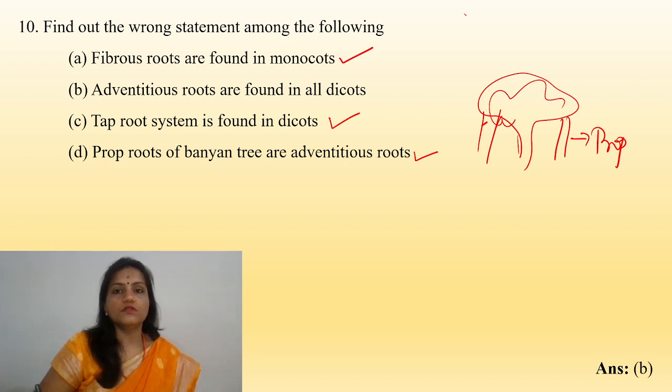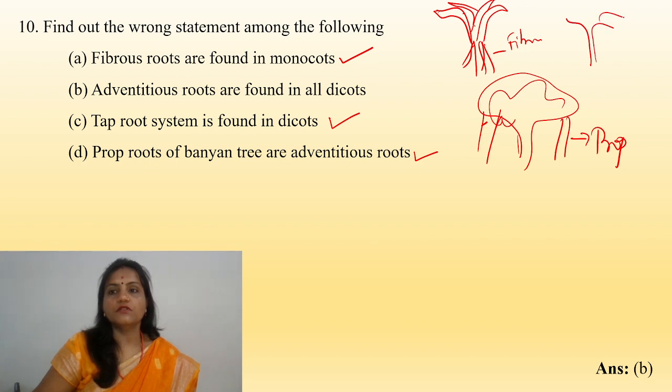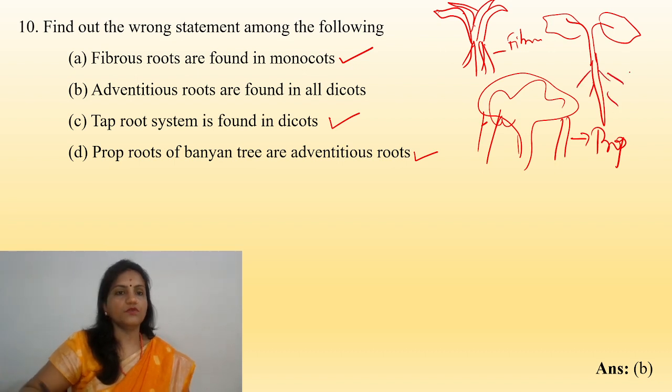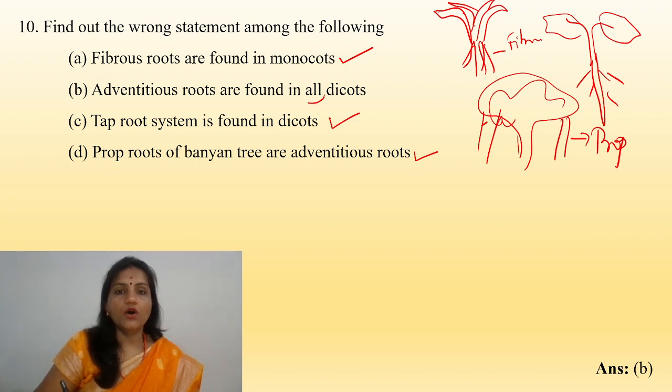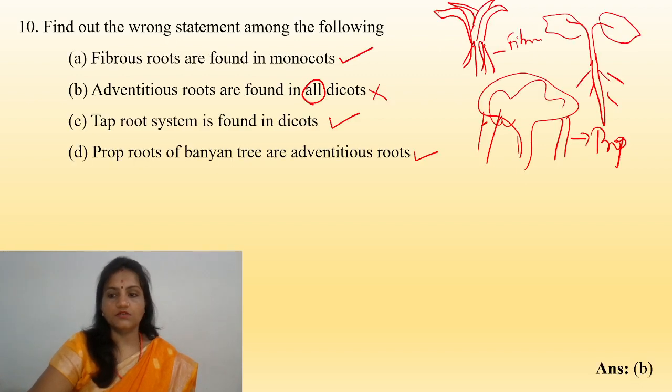So fibrous roots, in the monocots, you will see the tuft of roots. These are called fibrous roots. And in case of dicots, you will see a taproot system. Okay. So what they are saying is adventitious roots are found in all dicots. No, it is not found in all dicots. In some dicots we find them, but it is not mandatory to be present in all dicots. Okay, this is the wrong statement. So answer B.